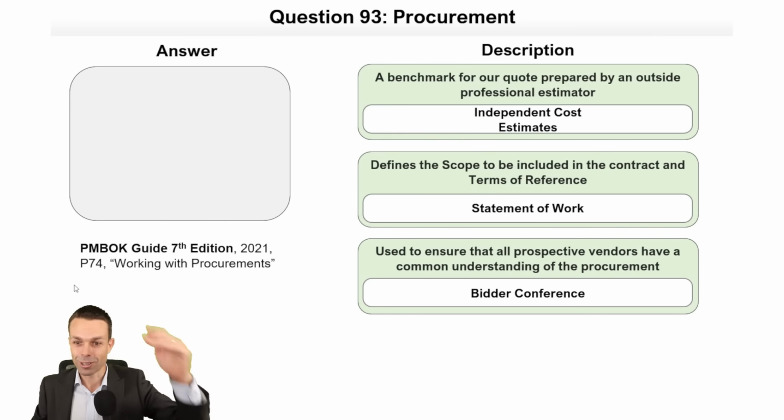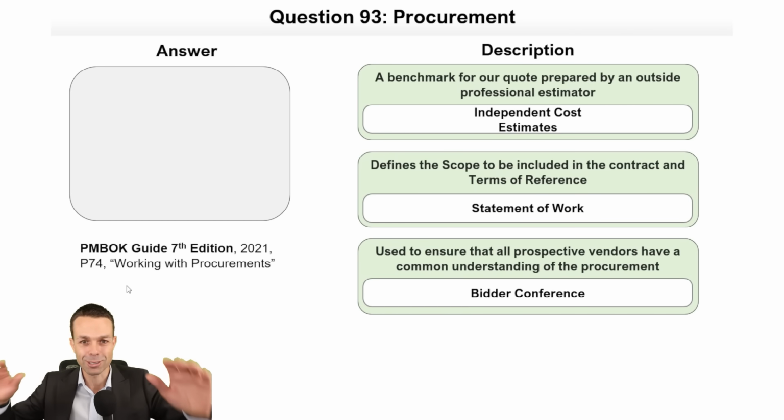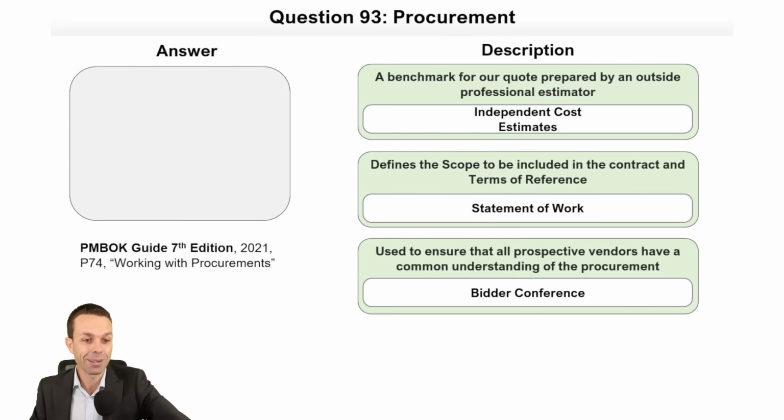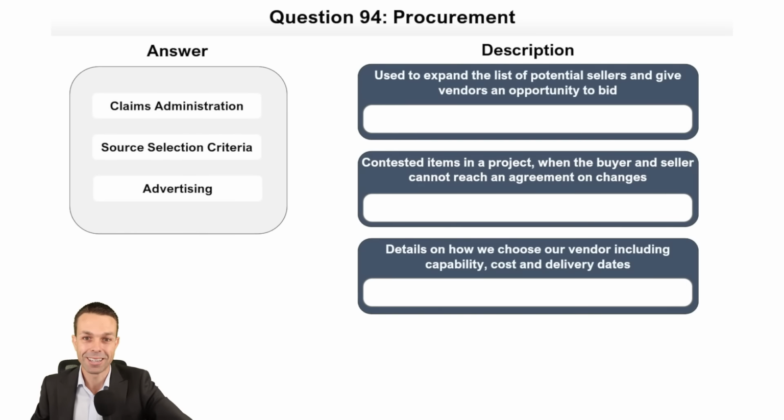And another one. I think these are getting trickier now. So hopefully it's not always getting trickier up to 110. But if you want to check that out, PMBOK Guide 7th edition, working with procurements. All right. Procurements again. Oh, goodness. Used to explain the difference, expand the list of potential sellers. How do we do that?